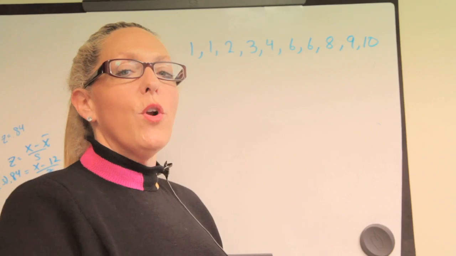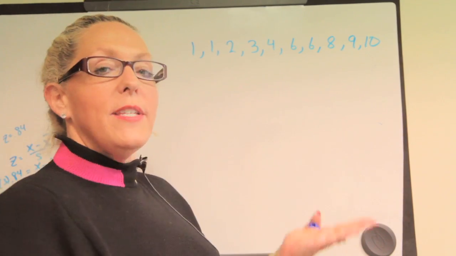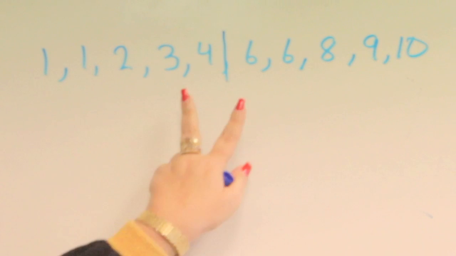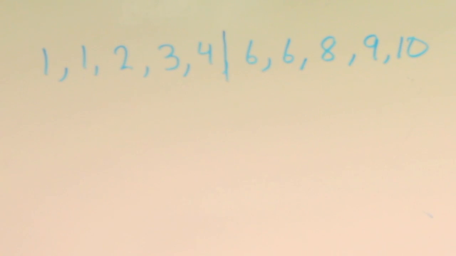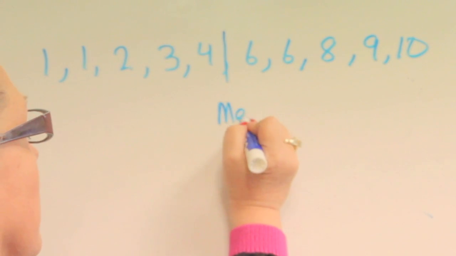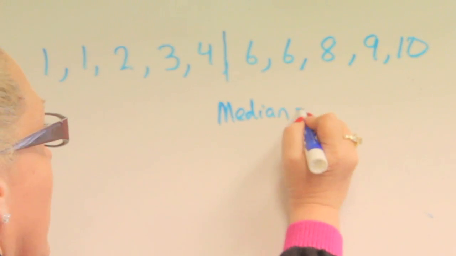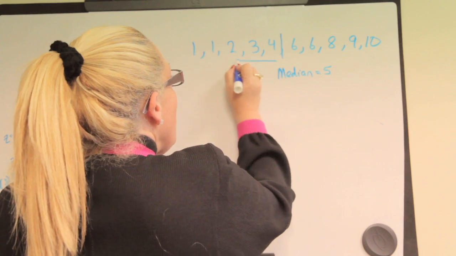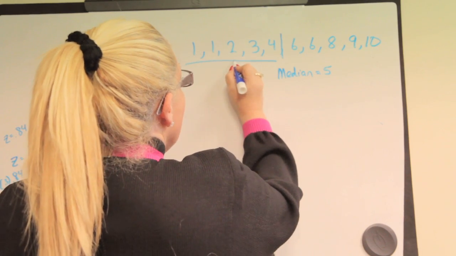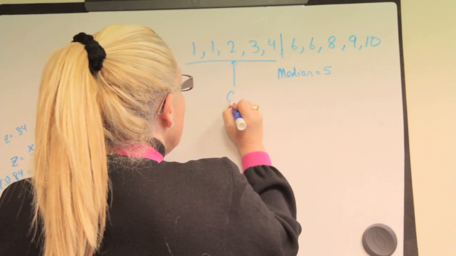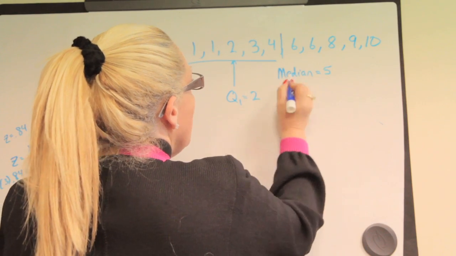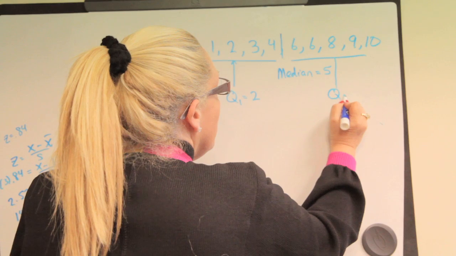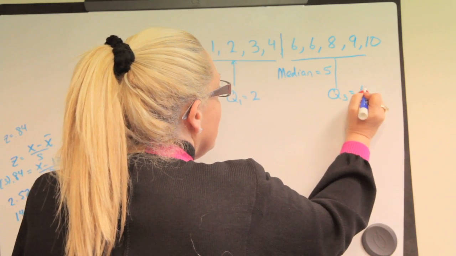We first put the data in order from lowest to highest. Notice here we have 10 pieces of data. The middle of the data is here. We take the average of those two middle scores to get the median. So the median, or the second quartile, is at 5. 4 plus 6 over 2 is 5. The first half of the scores, there are 5 pieces of data. The middle score here is the first quartile, which is 2. And the middle of the second half of the data, the third quartile, is 8.